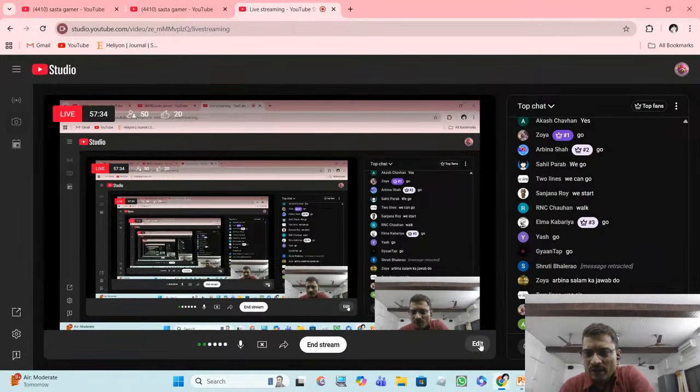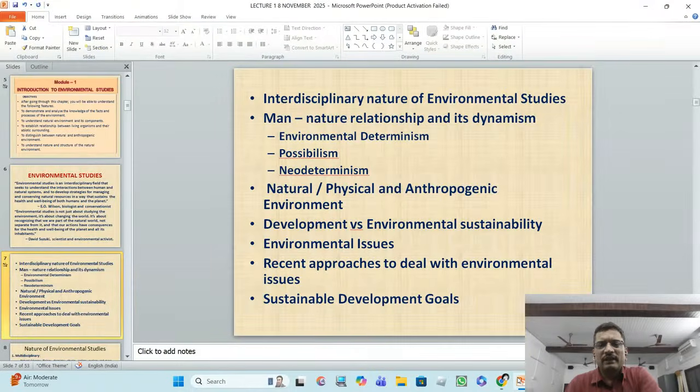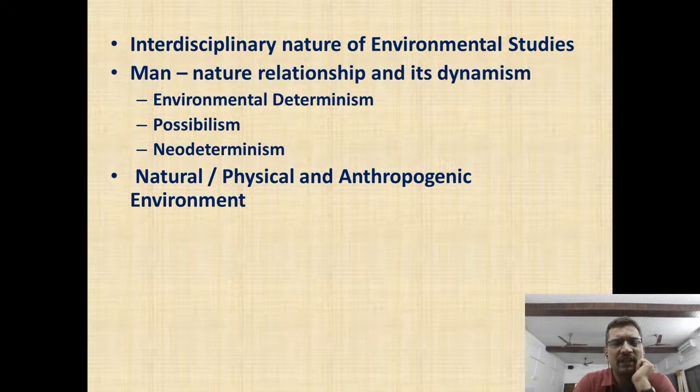Correct. So this particular approach is very, very important. There were three approaches of man-environment relationship learned in environmental studies: environmental determinism, possibilism, and stop and go determinism or neo-determinism. There are two types of environment: natural or physical environment controlled by the laws of nature, and the anthropogenic environment, which is a man-made environment controlled by human beings.